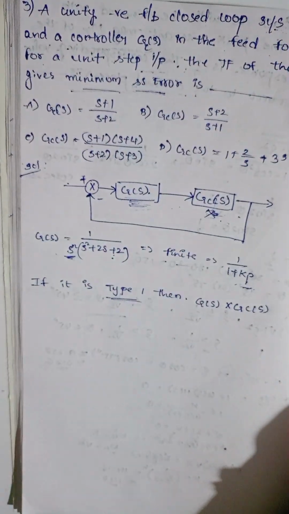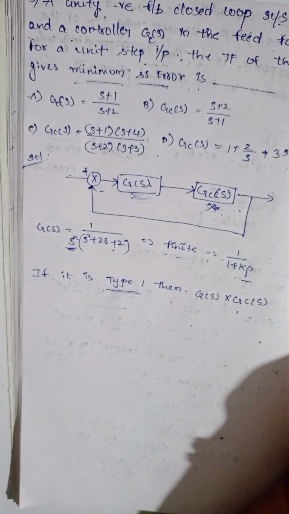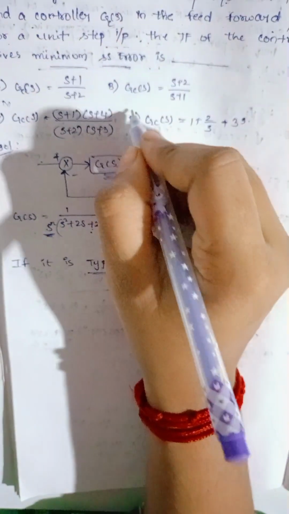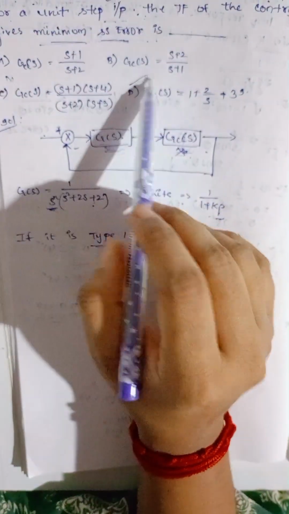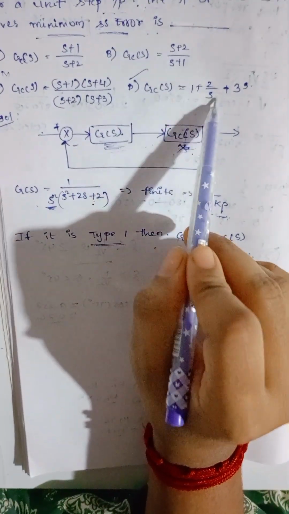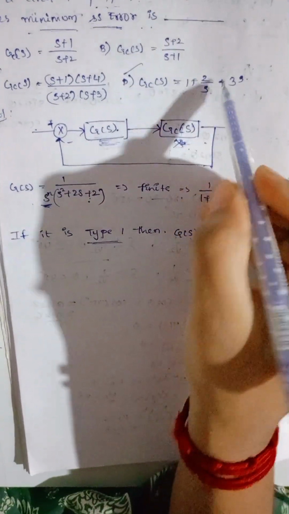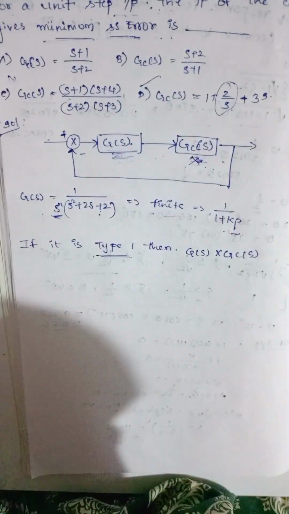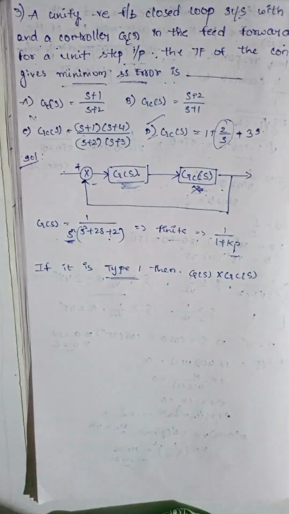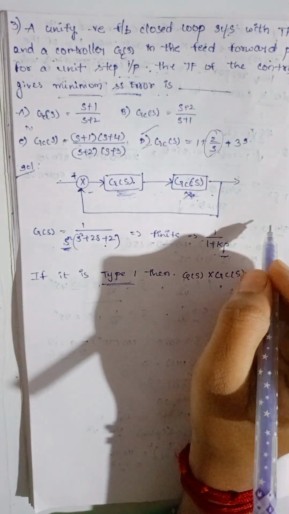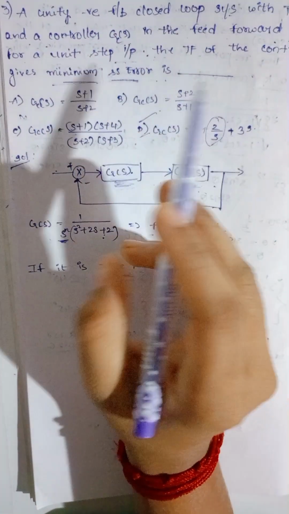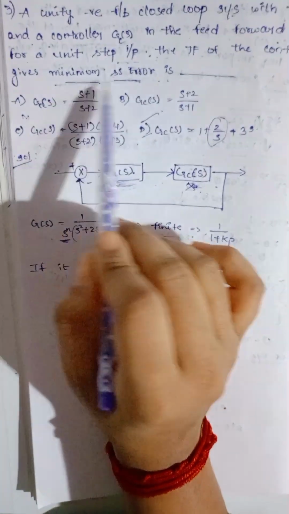Option A doesn't give the pole at origin, and option B also doesn't give the pole at origin. Option C is also not given. Now option D is the answer. It looks like a PI controller because it has a proportional part, integral part and derivative part, and this integral part will give the pole at origin, so this is the answer. And if 0 is available in the options, then we take minimum steady state error is 0 at type 0 only.